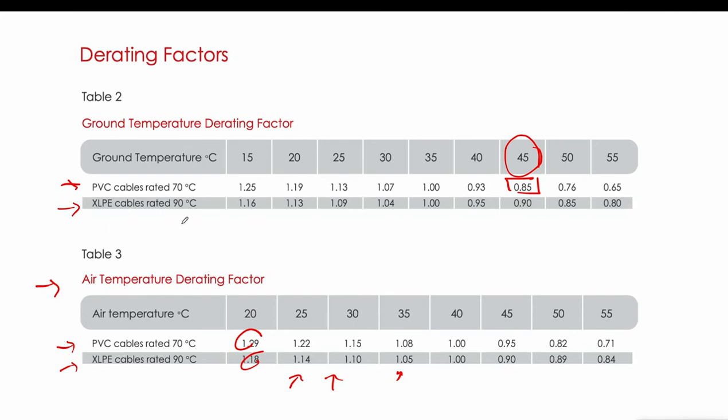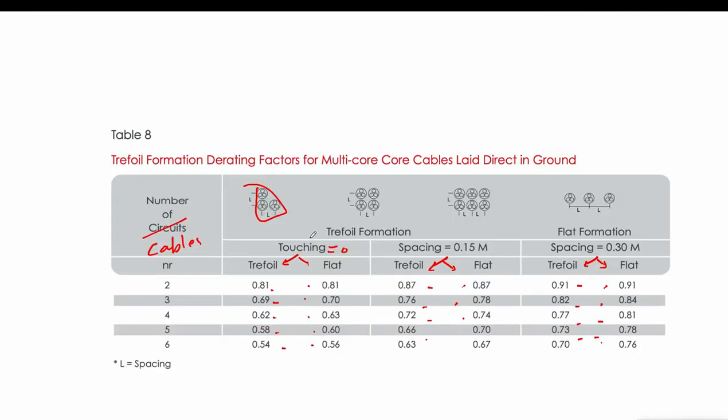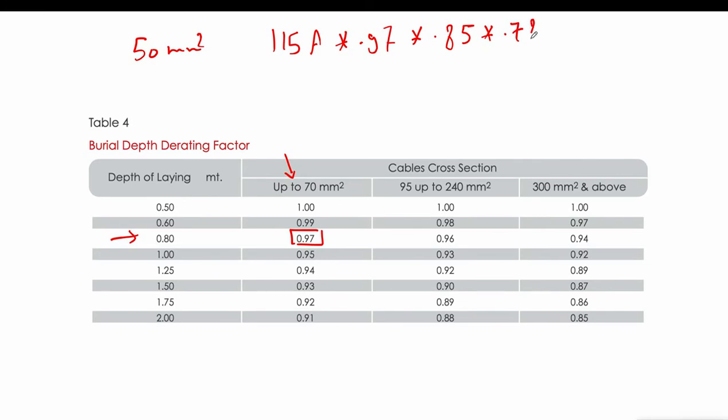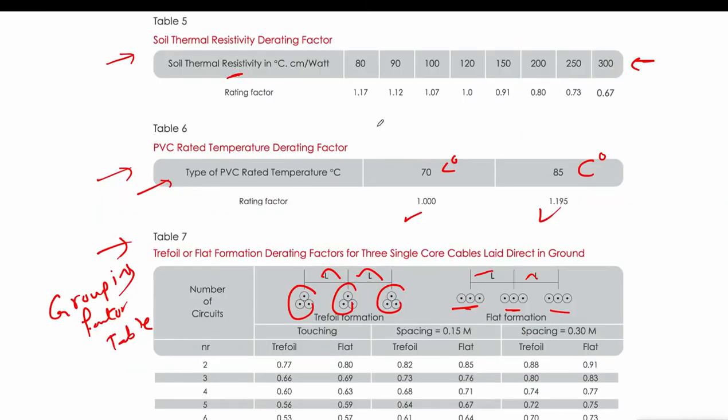It isn't laid in air. And if my installation is a flat installation, and the number of cables is 3, all of these are assumptions, if I have 3 cables and the spacing is 0.15, and the 3 cables are in a flat installation, the installation derating factor shall be 0.78. Is there any other derating factor? No.